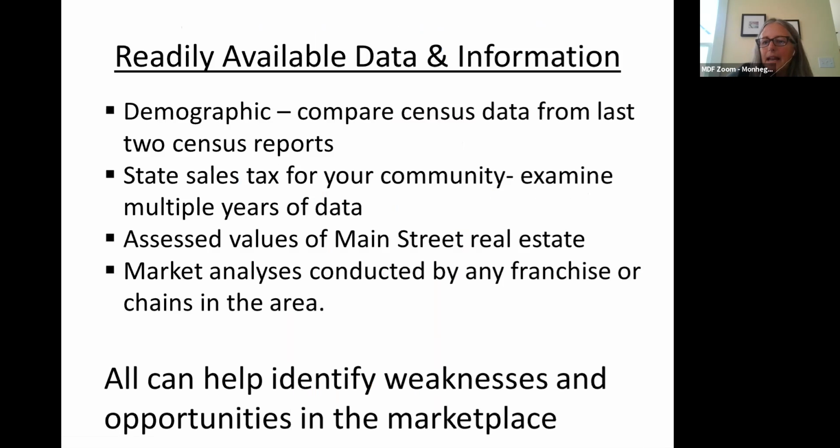So there's a lot of data that you guys know is just readily available that really can help identify weaknesses and opportunities in the marketplace. And these are things that are available to all of our downtowns: demographic data, sales tax data, real estate assessments. And these are things that you can all access to, study, take a look at.